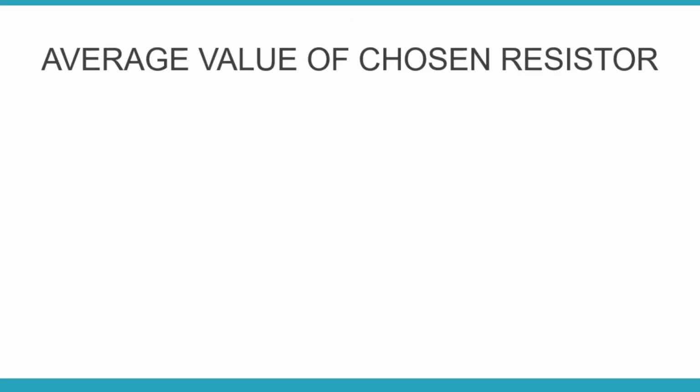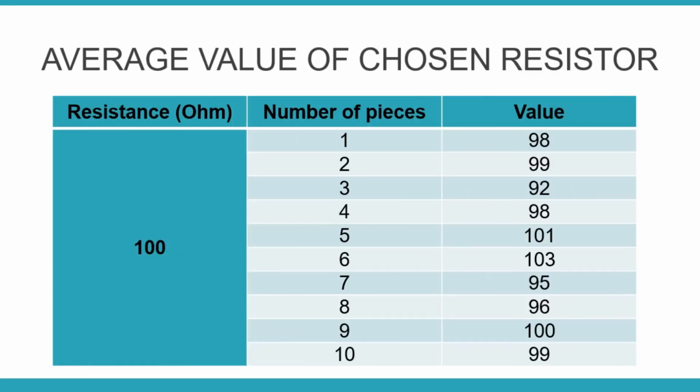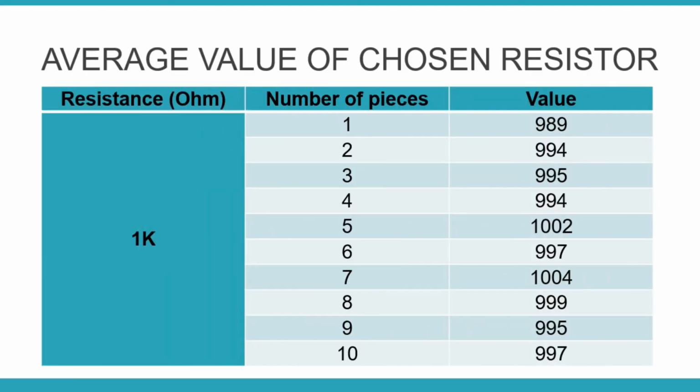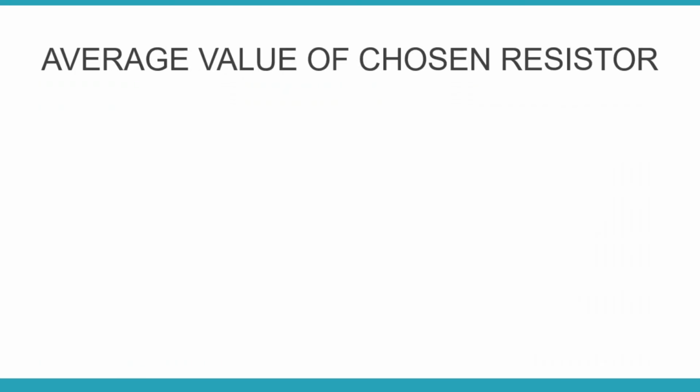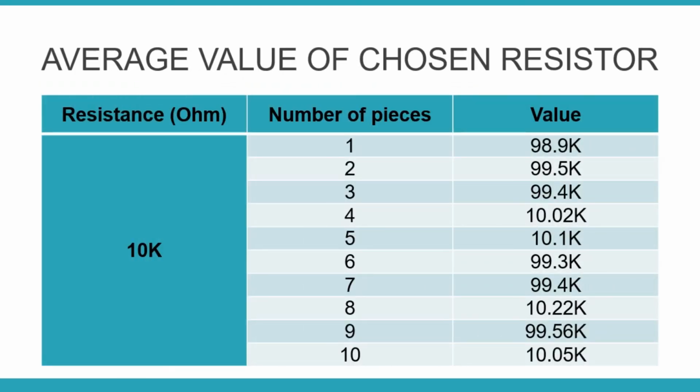For the average value of the chosen resistors, this is the table. I have measured 10 pieces of each type of resistor, and this is the value for 100 ohm. This is the value for 1 kilo ohm, and this is the value for 10 kilo ohm.